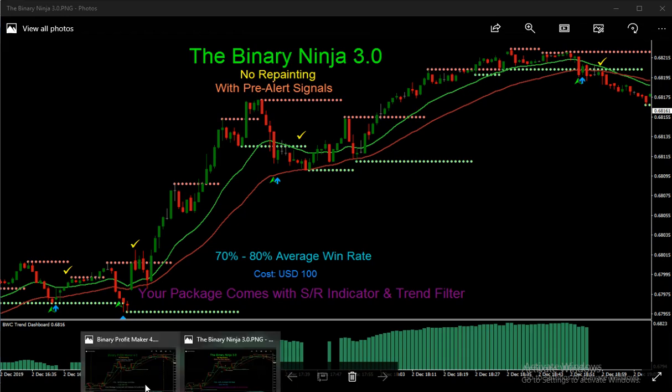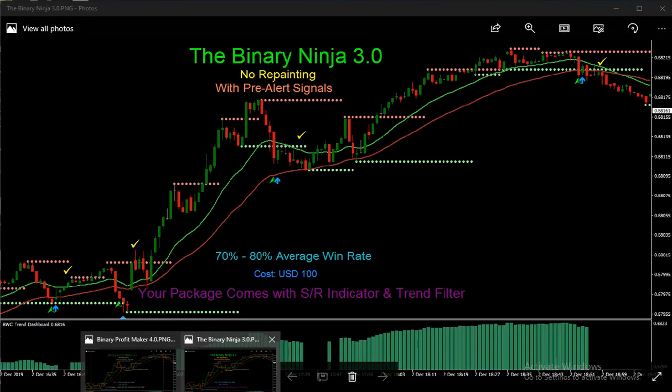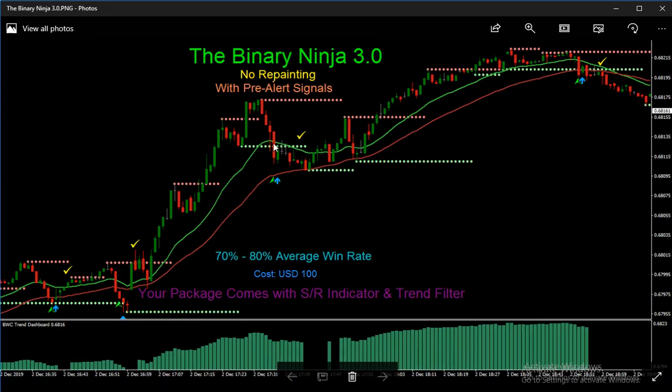Now, what was happening here for profit maker is this arrow will appear when the candle is forming. If it remains there at candle close, guaranteed it will not repaint. So again, for the binary ninja, there's non-repainting. This one gives you a pre-alert. The first arrow is to alert you. And if you realize after the pre-alert arrow, everything is okay, then you trade with the second arrow immediately. But sometimes you will have to wait a few more candles, as I'll show you.